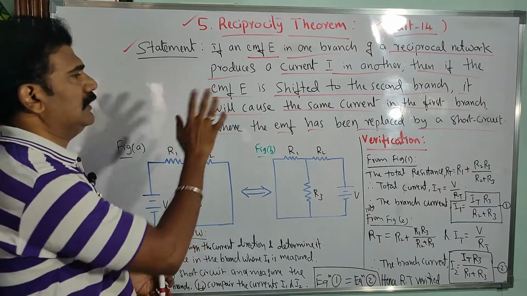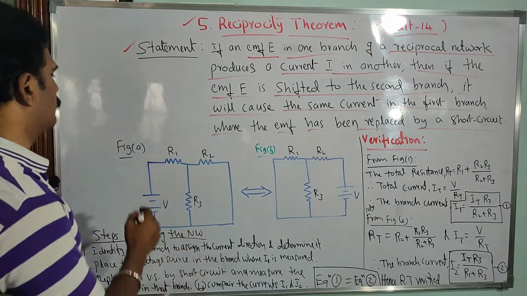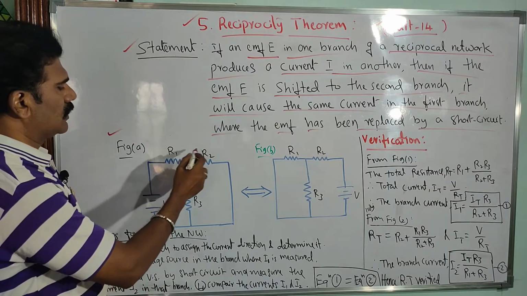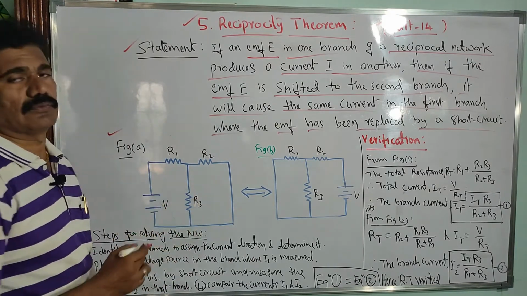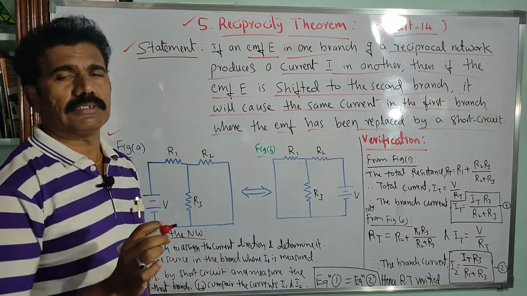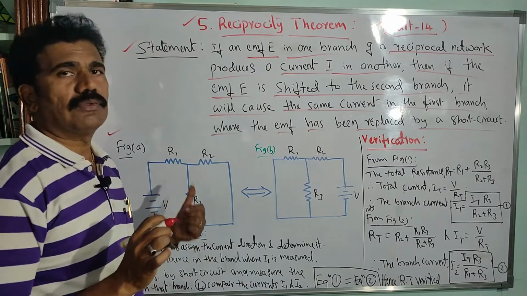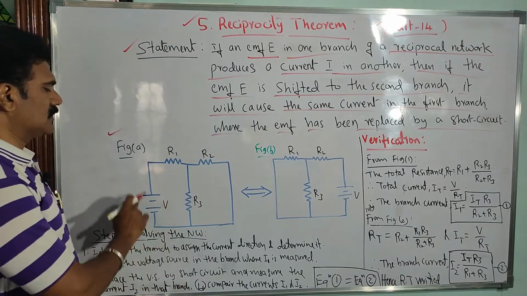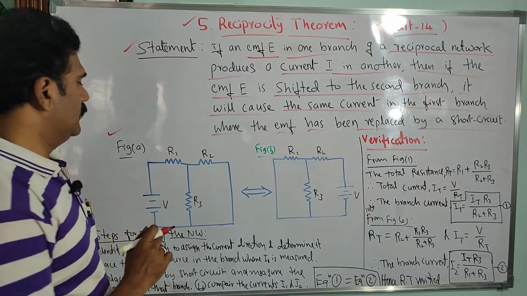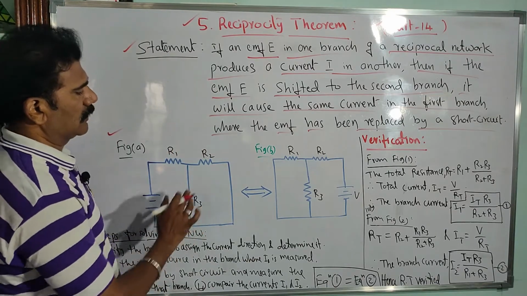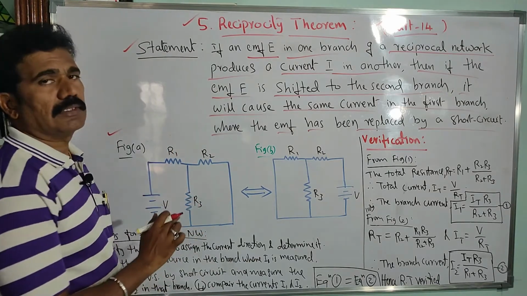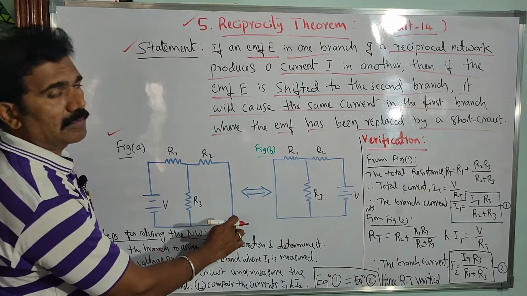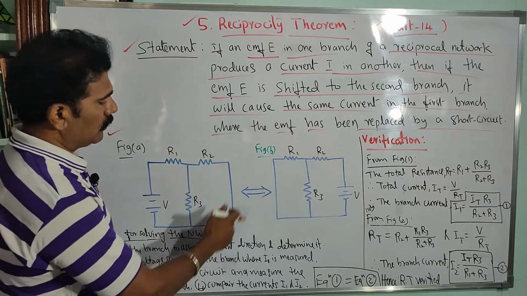Let's try to understand the theorem by considering a simple network. Consider figure A, consisting of resistors R1, R2, R3 in a network connected with a single source. This theorem is applicable for a network in which only a single voltage source is present. V is the voltage source, and the EMF is produced by this voltage source. In this network you have to consider the branches where current is flowing, through R1, through R2, through R3, and even the short-circuited part in the second loop of the circuit.